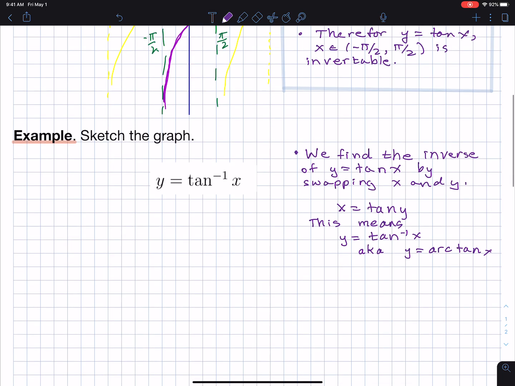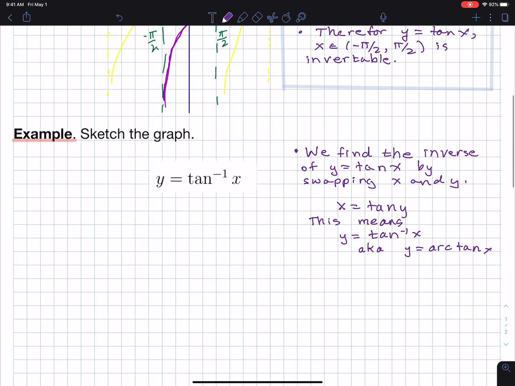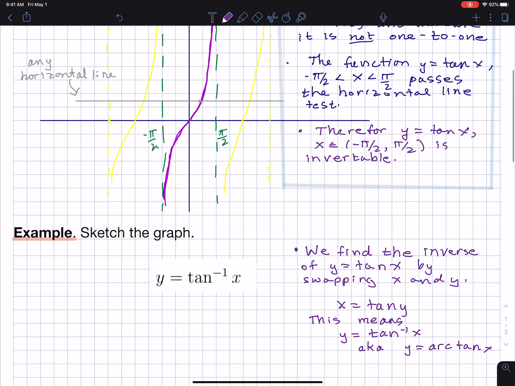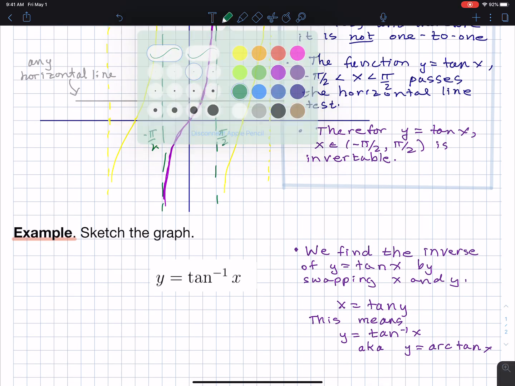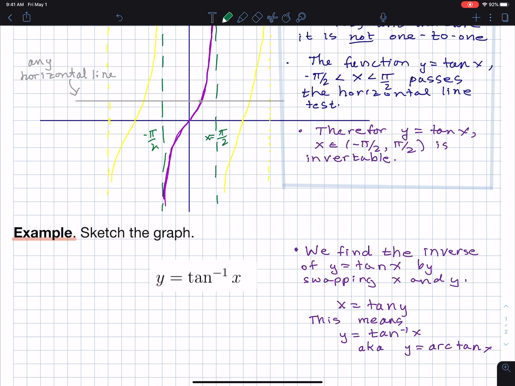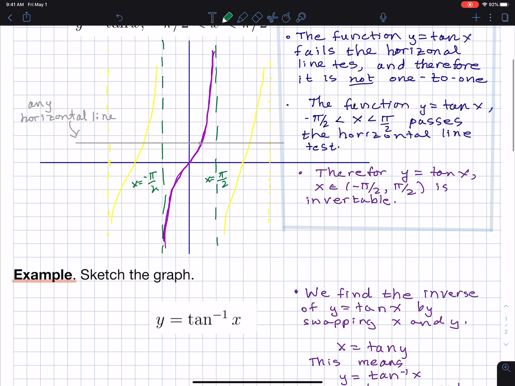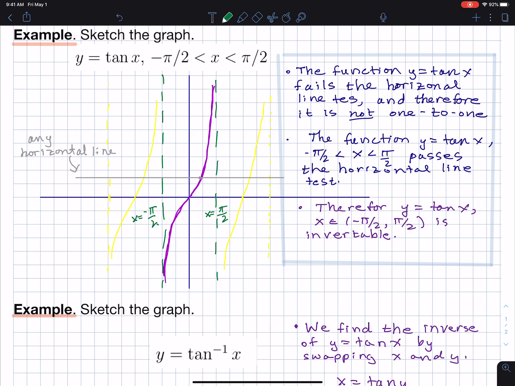Okay, so a lot of talking there. By the way, let's go back to this graph and make sure that it's clear that these are vertical asymptotes. And also, let's make clear what the range of this graph is. The range of the graph is all real numbers. And what we're doing is restricting x between negative pi over 2 and pi over 2. So this is the domain of our restricted graph.